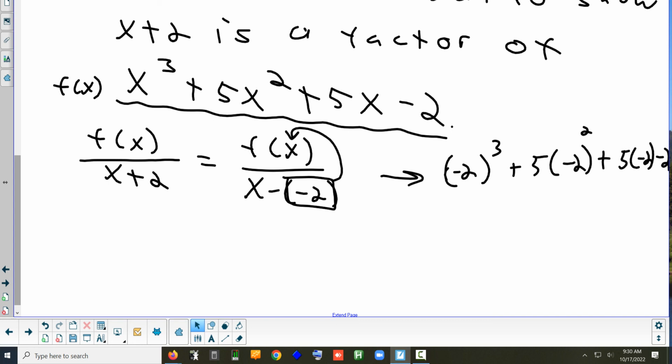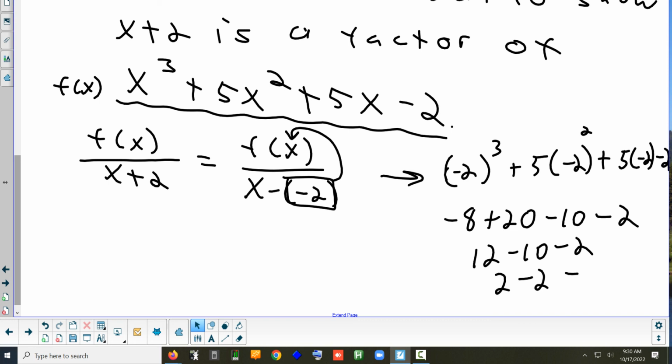What's -2 cubed? Yep, -8. What's -2 squared? 4, times 5? 20. What's 5 times -2? -10, minus 2. Now just do it out. -8 plus 20 is 12. What's 12 minus 10? 2. And 2 minus 2? 0. And this 0 is my remainder.